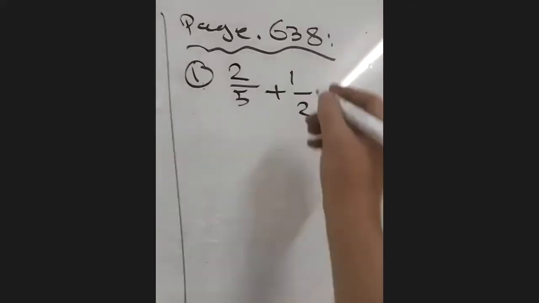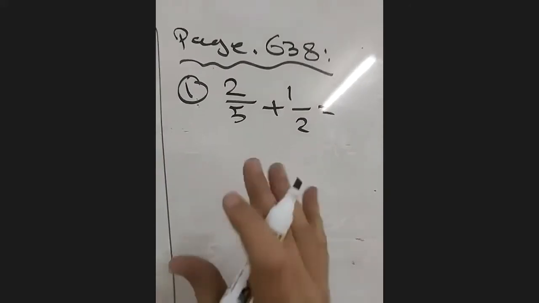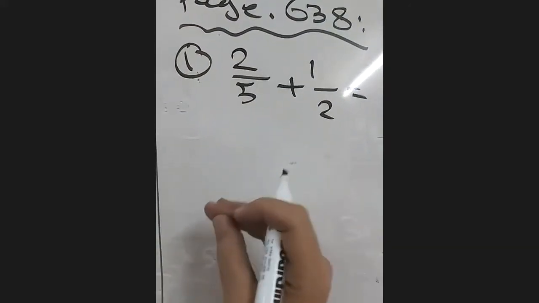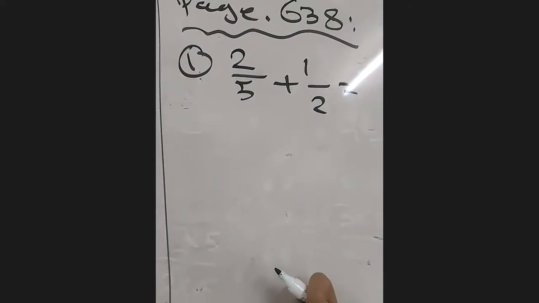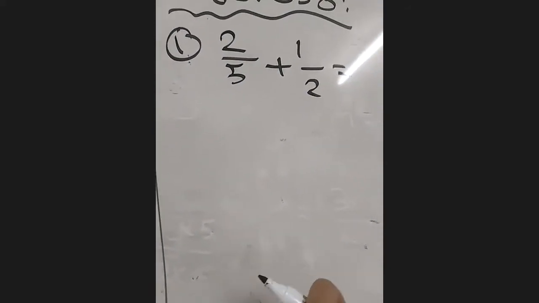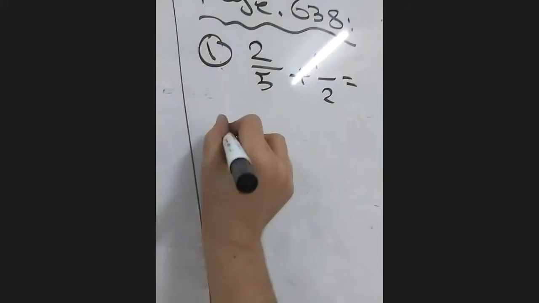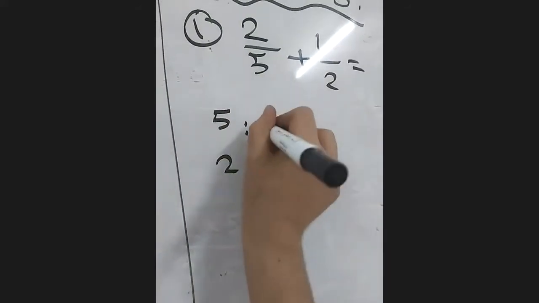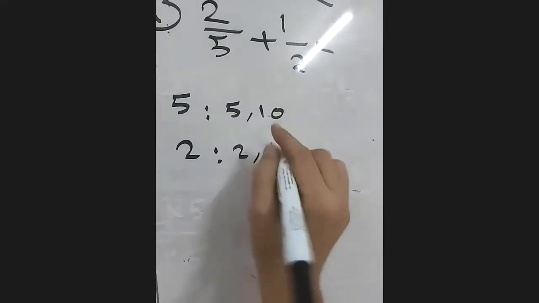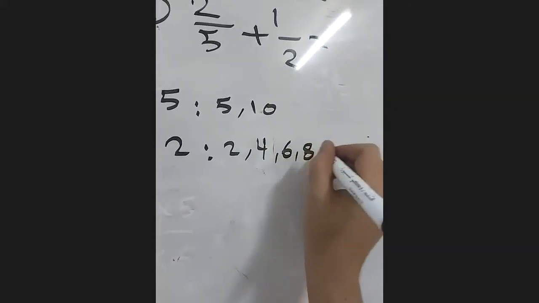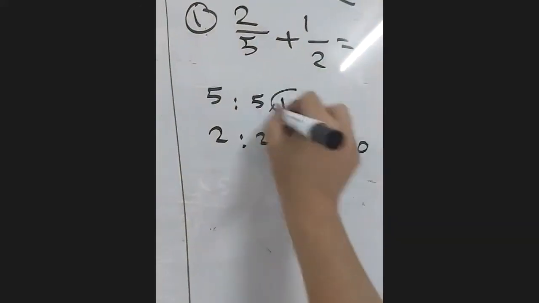Yalla, what's the first step? Do you see the board? Yes. The first step, we find the least common multiple of 5 and 2. Do you know how to find the least common multiple? Yes. 5, 10; 2, 4, 6, 8, 10, right? Yes. So what's the least common multiple?